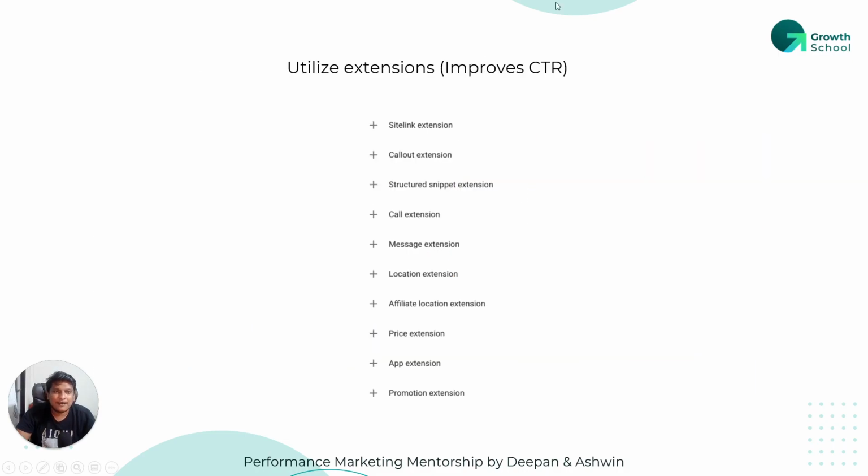Okay. These are different extensions that you can use. If you're starting for the first time, you may not have access to all the extensions. Depending upon the account and your history, many of these extensions will get added. But there are a few things that are always available. For example, sitelink is available to everybody. Call extension is available to everybody. Callout is, I think, available. Structured snippet extension is available. Location, I think, is available mostly for retail outlets with some history. Price extension may be available only for e-commerce websites. But there are about 4 or 5 extensions that are available for everybody. And when you're setting up an ad campaign, it is mandatory to use extensions, and you should be doing it.